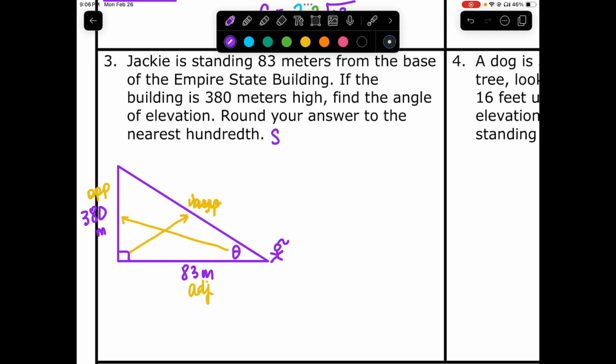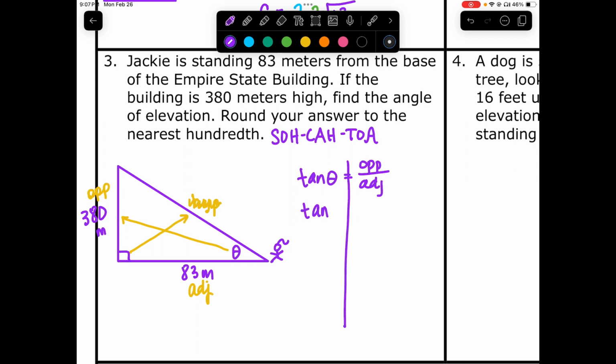So if you use SOHCAHTOA, the only one that has opposite and adjacent, so O and A, is this one right here. The T stands for tangent, theta. The O stands for opposite. The A stands for adjacent. Now we're going to set it up and solve.